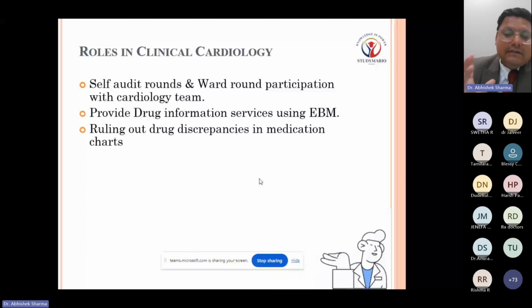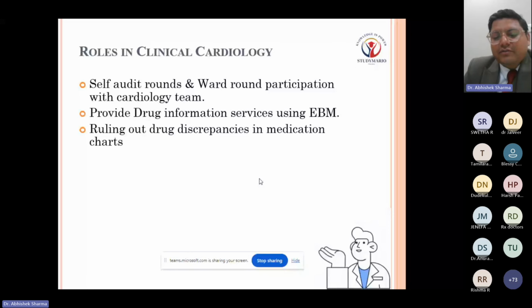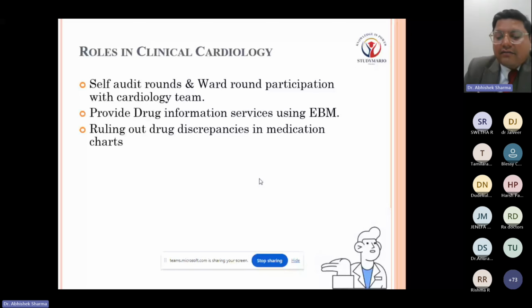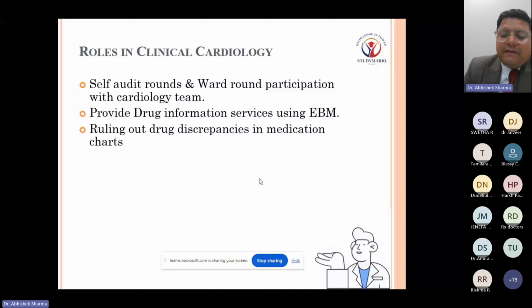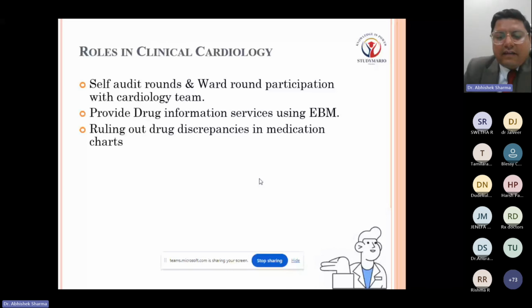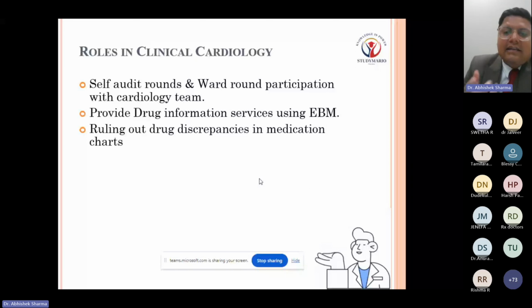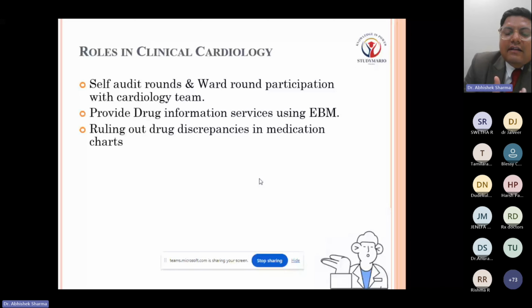That is a very tedious process of ruling out drug discrepancies in the medication chart, because for one patient you have to spend half in the starting. When you start your journey as a pharmacist, you have to be very vigilant in every single case. So 1 hour goes to advocating about one case. So you have to select your cases, like if any patient is using more than 12 to 15 drugs, that case should be your choice.